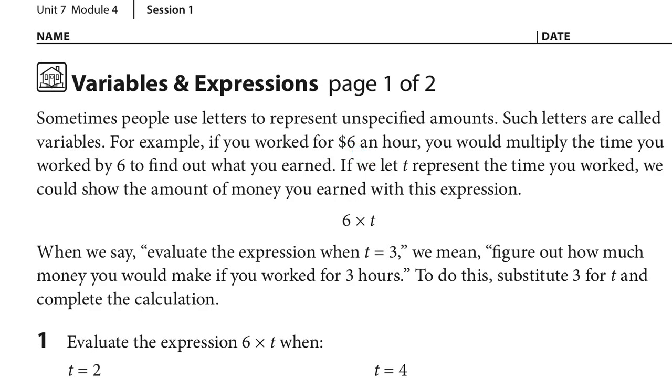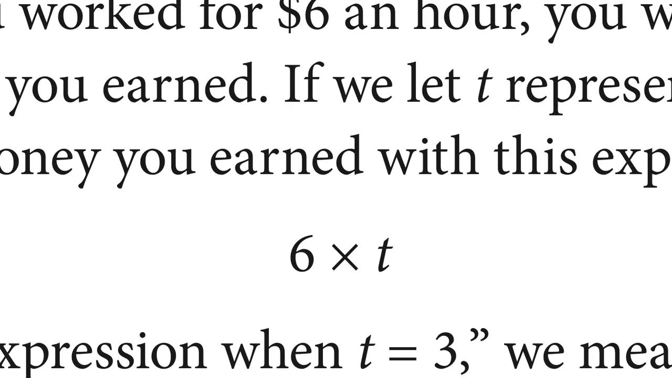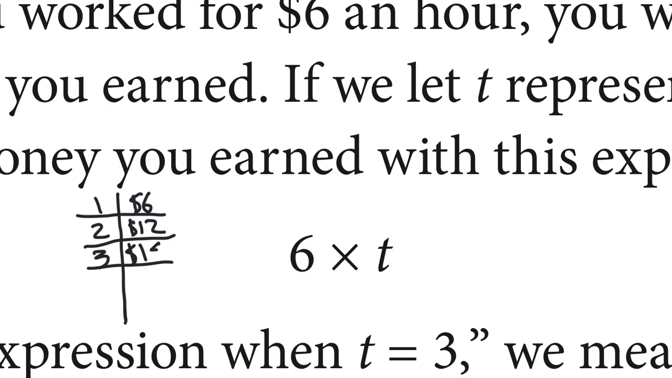Okay? So let's maybe come in here a little bit closer. If I work, what do I do? A little table here. Here's my ratio table. If I work 1 hour, I get $6. If I work 2 hours, I get $12. If I work 3 hours, I get $18. If I work 4 hours, I get $24.